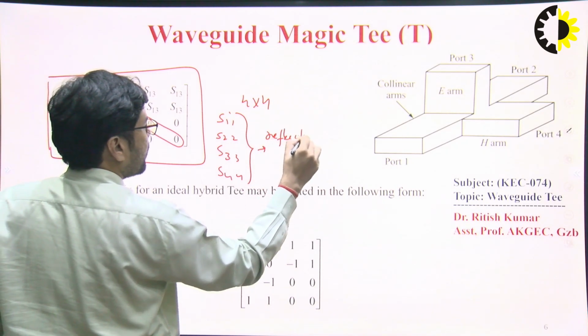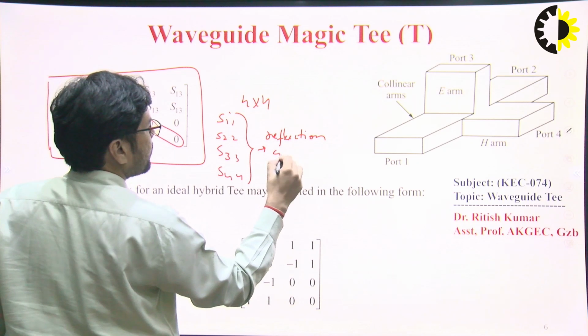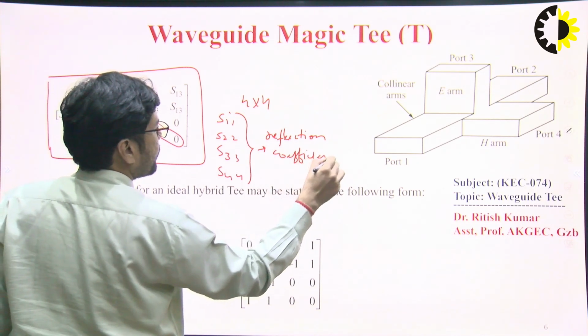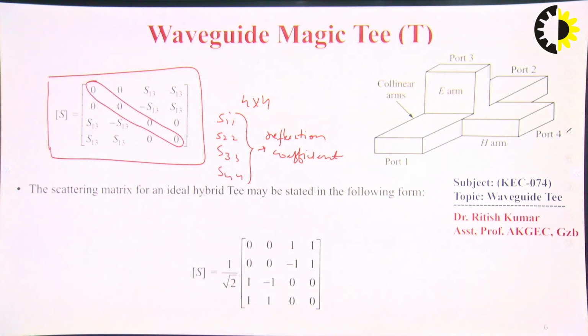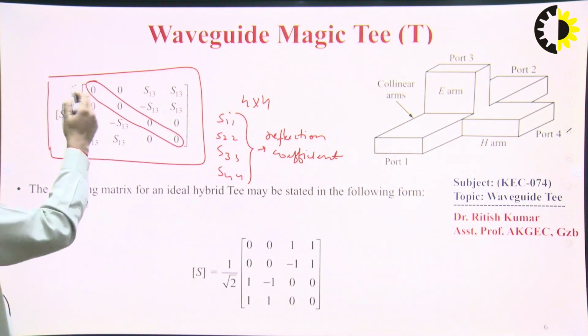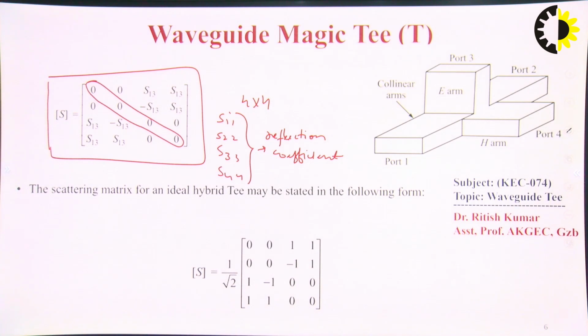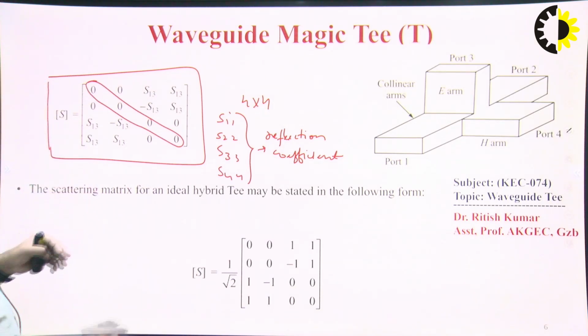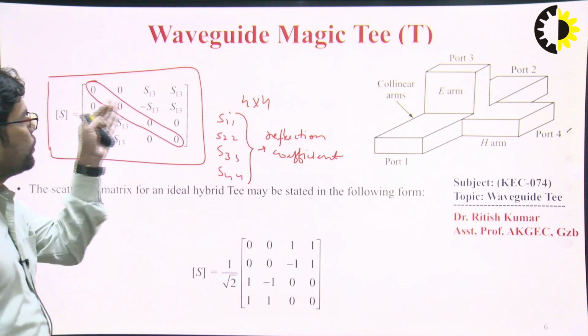Reflection coefficient. So for the reflection coefficient, you are getting the 0 value, that's why there is no reflection, that's why we can say all ports are in the matched condition. That's why we call this a magic T. If you make 2 ports matched, you will get the other 2 ports in the matched condition as well.